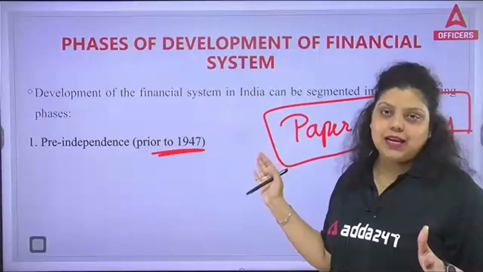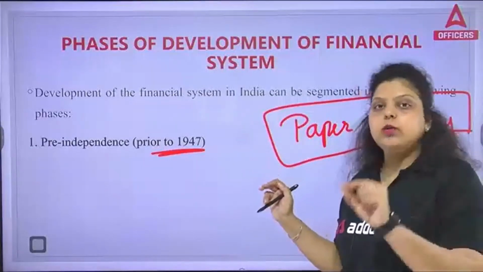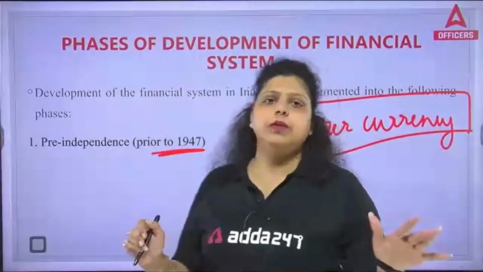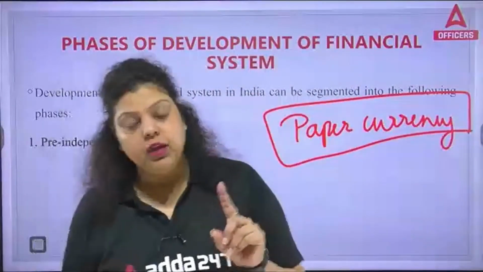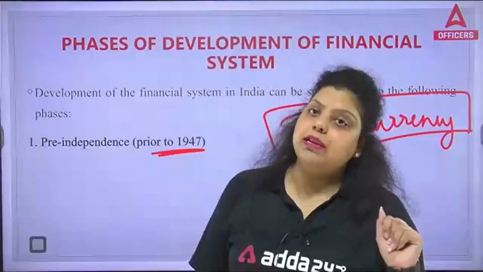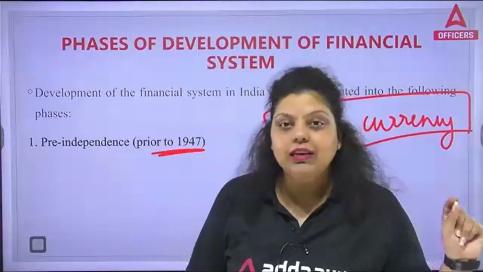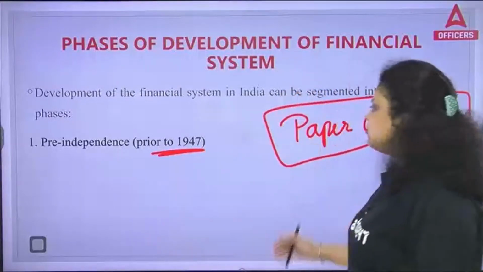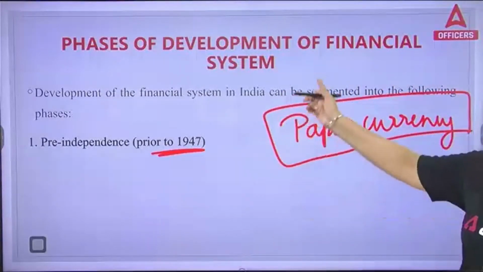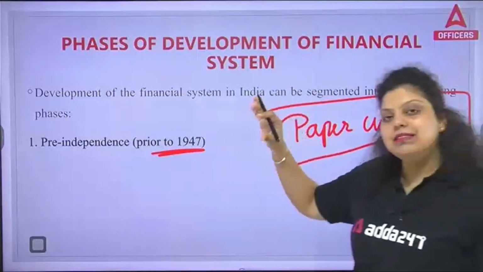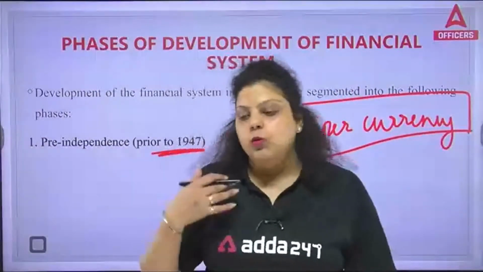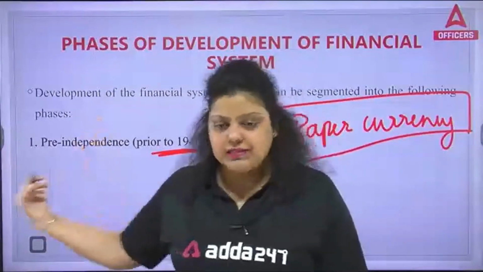That was the RBI Act 1934, whose section 22 says that RBI has the sole right to print all denominations of currency except rupee 1. Only the 1 rupee note will be printed by the Government of India. All the other notes will be printed by RBI only, right? So prior to 1947, RBI was established, but RBI was a private bank at that time. Why RBI was a private bank, we will be discussing further.